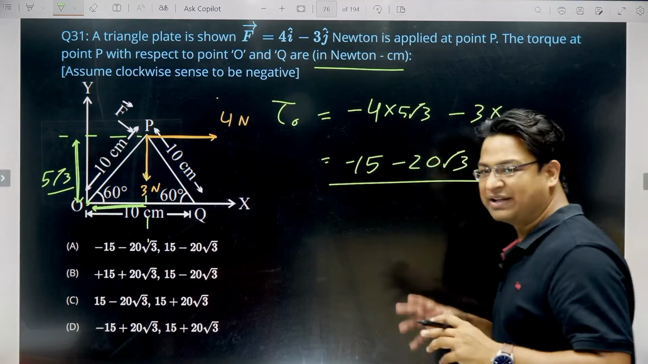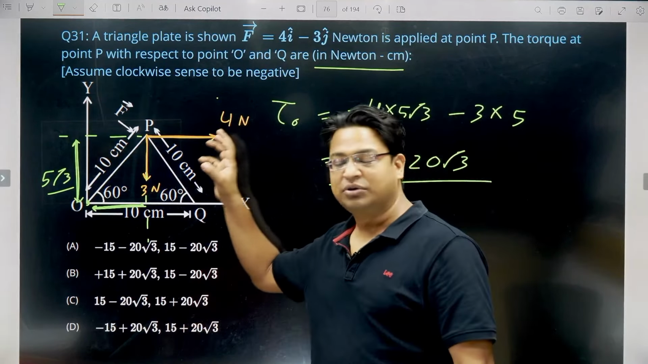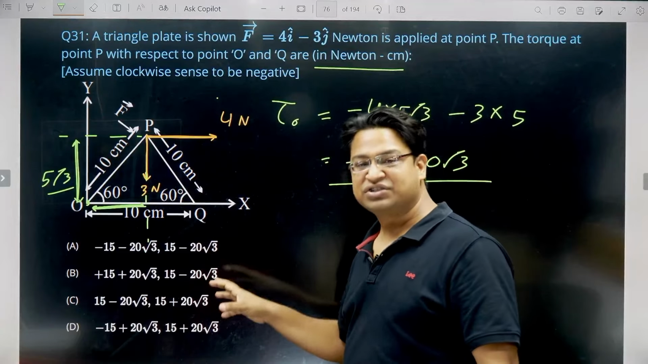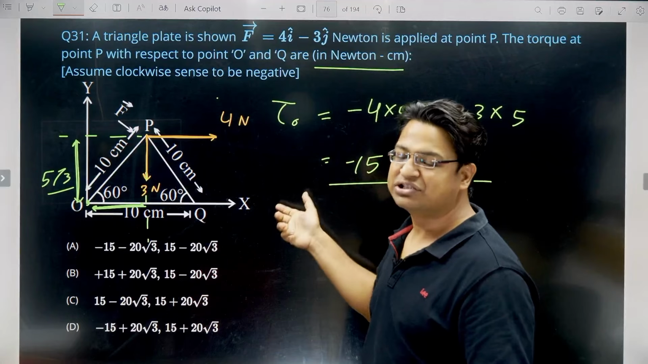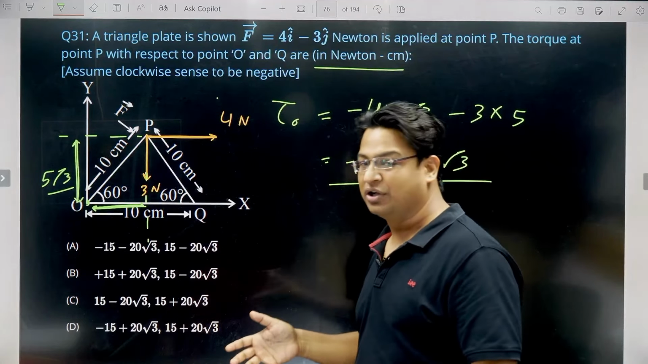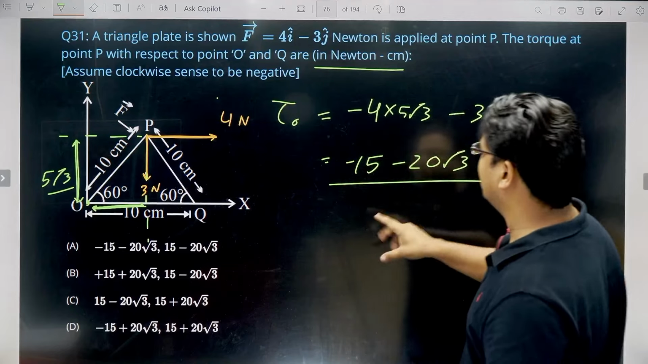Now see, in an exam, if I've calculated the torque about O and the question is asking torque about O as well as torque about Q, I will first see the options and try to check whether only this partial solution can help me select an option or not, whether I'm required to solve the remaining question or not. So I know that torque about O has to be this.